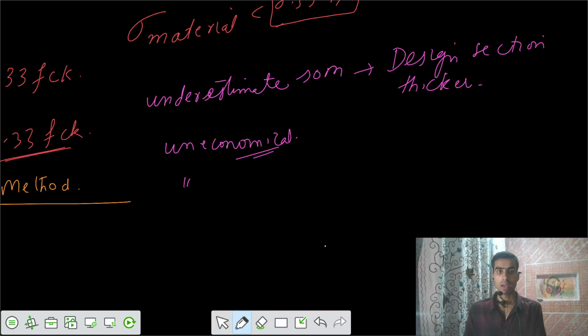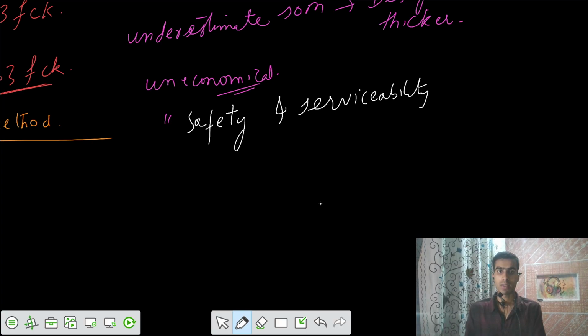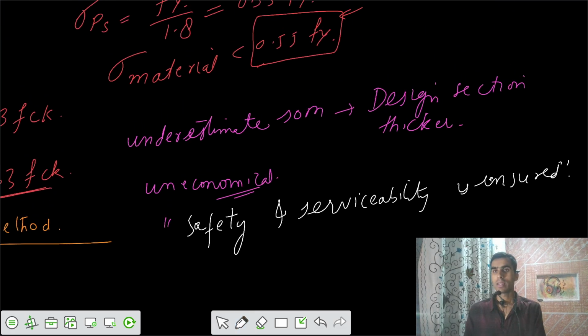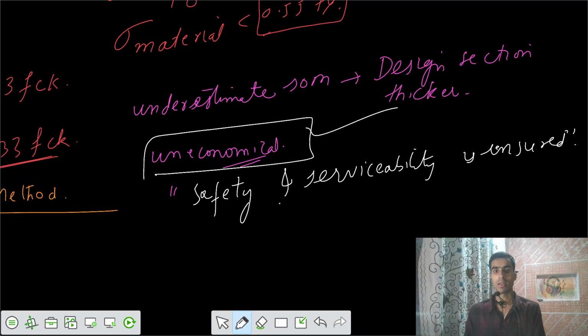So it would ensure safety and serviceability. Undoubtedly, safety and serviceability are ensured in this method, because your sections are thicker and the stresses in the material are lesser than your strength of material. So safety and serviceability are there, but your design is uneconomical.